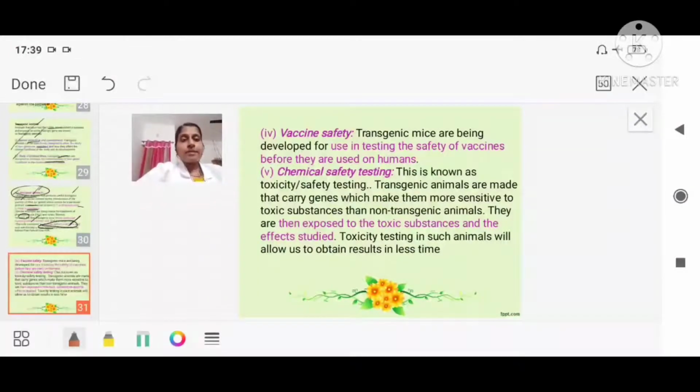Next is chemical safety testing. That is the last point. This is known as toxicity or safety testing. We are going to test drugs, how they are going to affect us. Drugs cannot just be introduced into a patient, so they have to be tested first. For that testing also we make transgenic animals, to test whether the drug is good, whether it is compatible, whether we can give it to the patient or not. First we have to test it. So how do we test it?